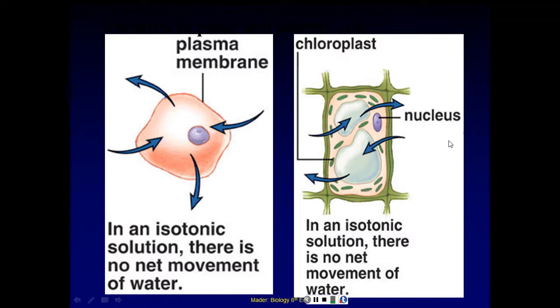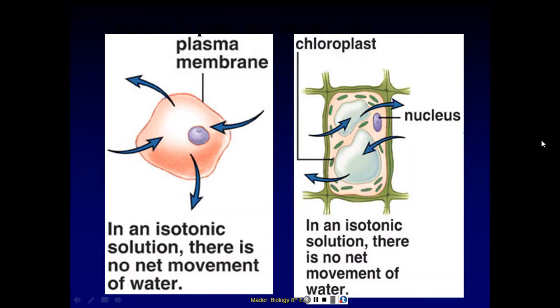You can almost think about the central vacuole as being a little balloon within the cell, and it can fill up with water and it can release the water. And you know what a balloon looks like when it's deflated. So the central vacuole fills up with water in an isotonic solution.